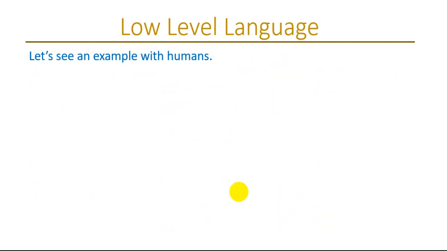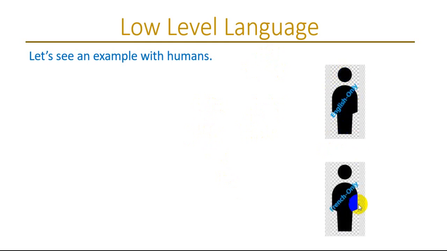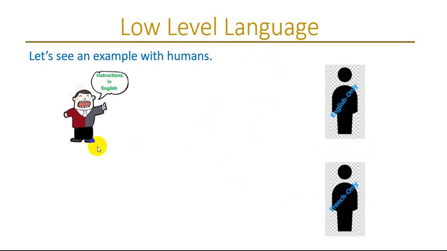Only their own instructions they will understand, others' instructions they won't understand. So I will show you that same example with a human. Let's assume there is a person here who can only understand English, and there is another person here who can only understand French. Then there is a person here giving instructions in English.